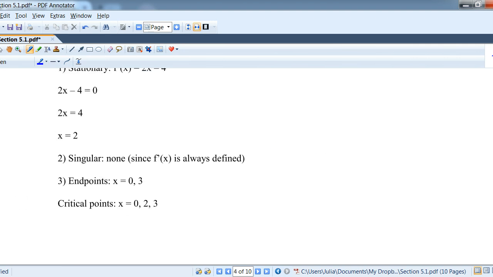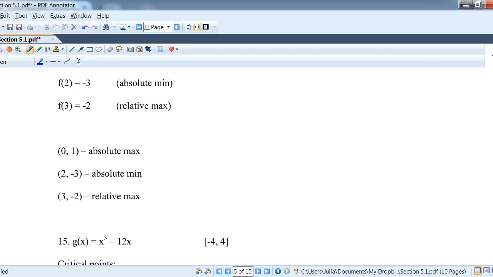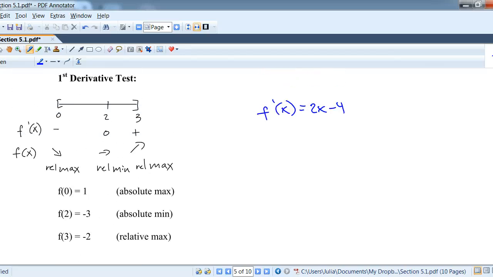Now let's double check on that. Yep, 2x minus 4. So let's go back. If we plug in 0 into 2x minus 4, the sign of the first derivative is negative. It's negative 4, so the original function's decreasing or going down. So we know that. At 2 it was 0, because it was a stationary point, the derivative is flat, or 0. And then at 3, if we plug in 3 into 2x minus 4, 6 minus 4 is positive 2, so we get positive, so the function is increasing.